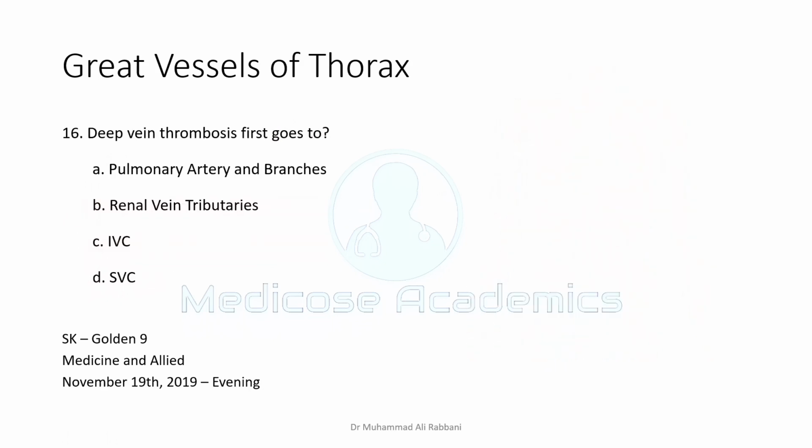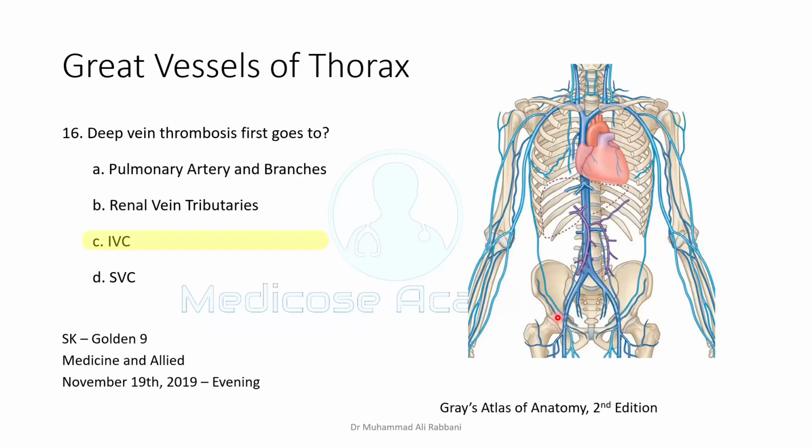Deep vein thrombosis first goes to... Here the key answer is the first. So deep vein thrombosis, when it moves from the leg, first goes to the inferior vena cava. So inferior vena cava will be the answer due to the word first. Otherwise, after the inferior vena cava, it goes to the right atrium. After that, it goes to the right ventricle, and after that, to the pulmonary arteries. If there is a deep vein thrombosis, it ultimately goes into the pulmonary artery and its branches, and pulmonary embolism occurs.